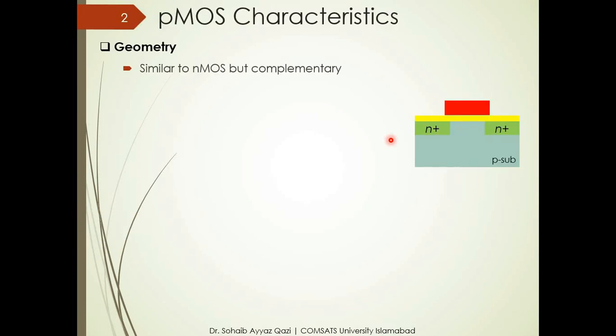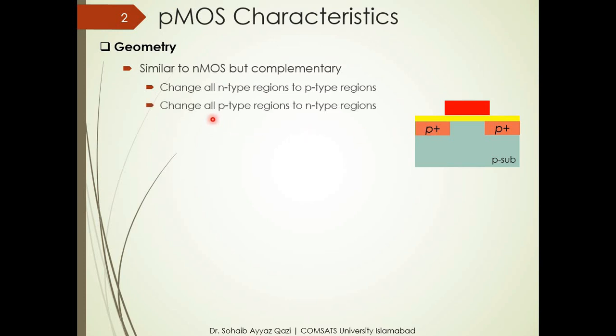with pMOS. Here, if we want to see the geometry of our pMOS, that is very similar to nMOS, but obviously that is a bit complementary. हमने सिर्फ क्या करना होता है कि चैनल change all n type regions to p type regions. हमारे पास जो भी n type region है उनको आप p type में आप switch कर देते हैं. We have modified n plus regions with the p plus regions. Similarly, we have to change all p type regions to n type regions.